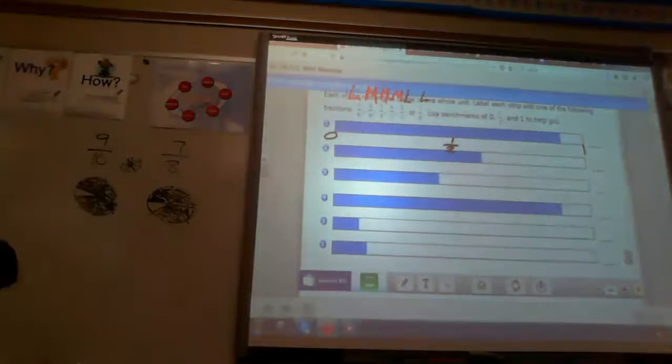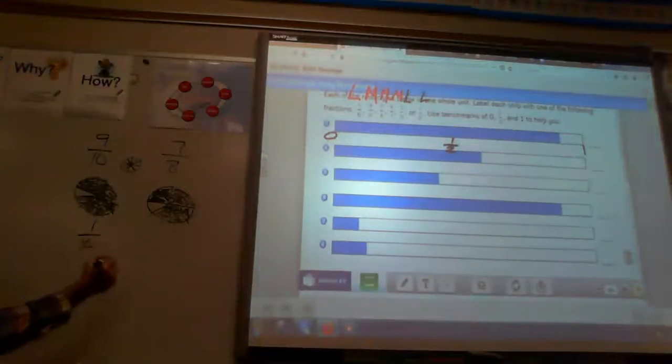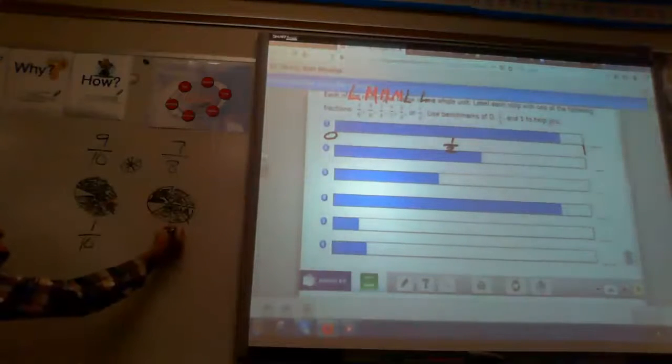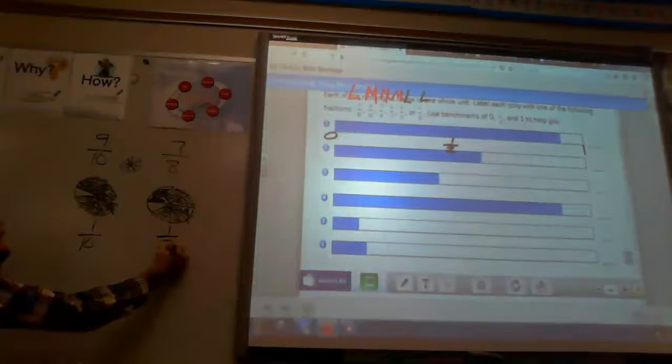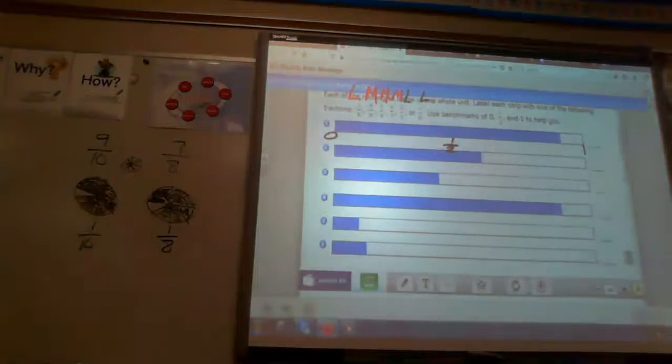Okay, here we go. So here's what you got to think about. How many pieces is this away from being a whole? 1. It's missing 1. 1/10. This is missing 1/8. Always the denominator, right? Denominator is going to be the same.